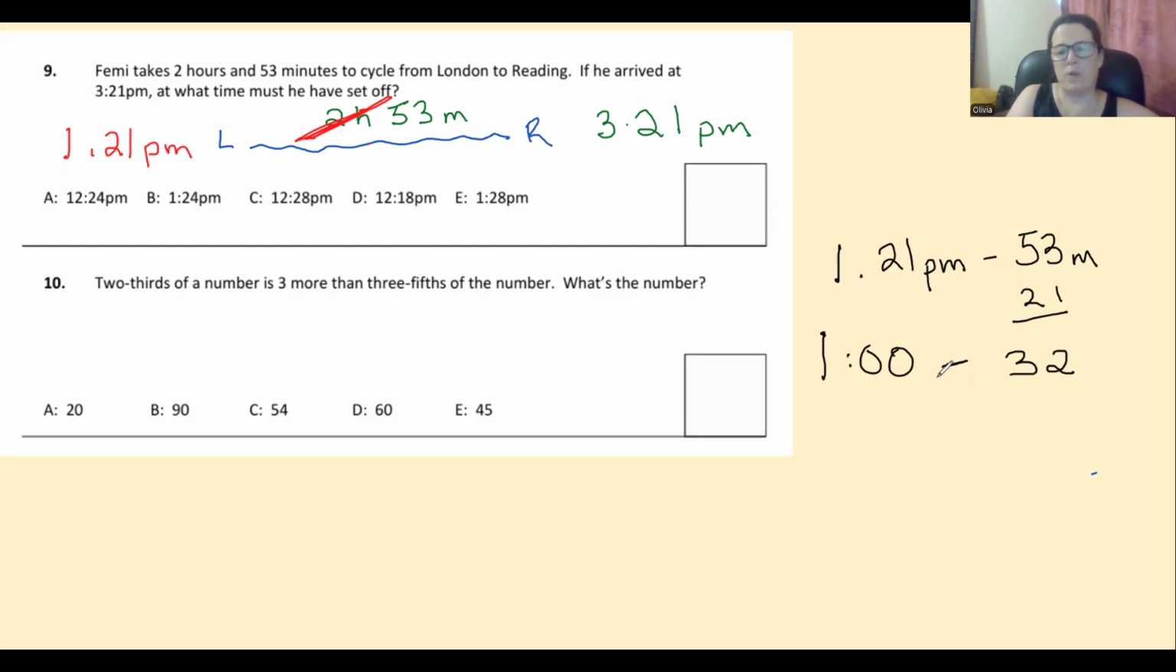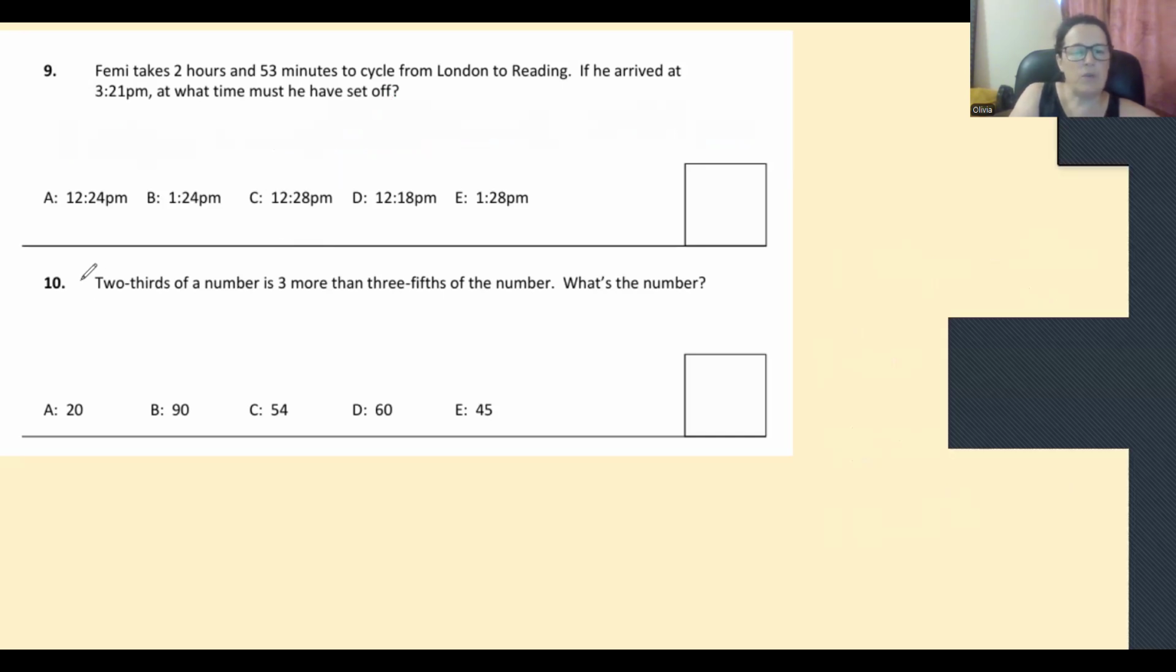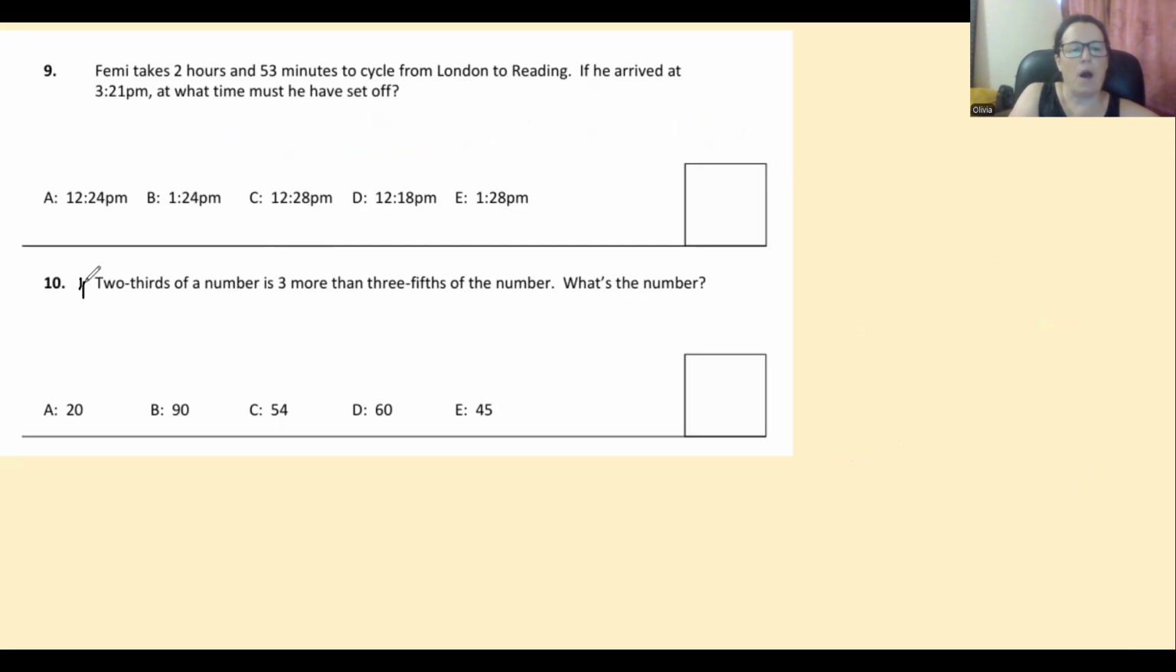Now, what do I have to do? I have to take 32 minutes from 1 o'clock. Well, if I take 30 minutes, it's going to be 12:30. Then take the other 2 minutes, it's going to be 12:28. So my time is going to be 12:28. And do we have a 12:28 p.m. here? Yes, we do. And the last one for this video is 2/3 of a number.